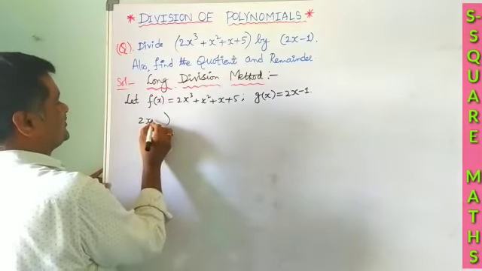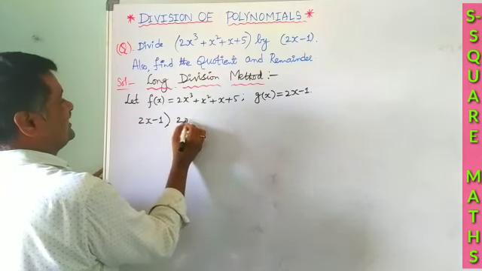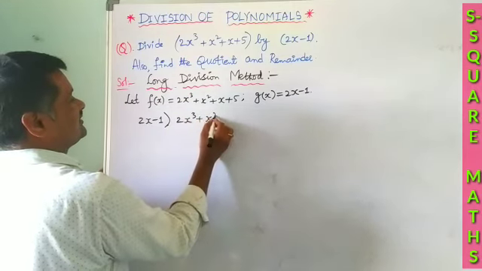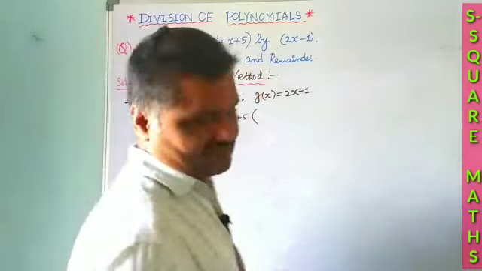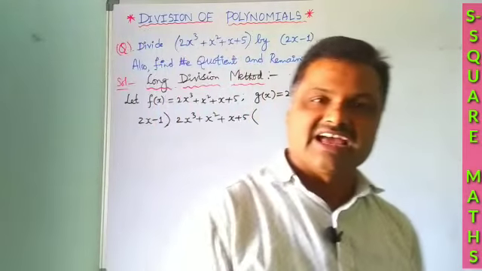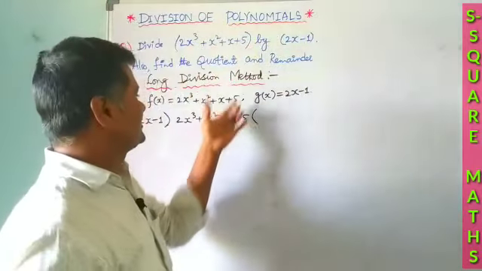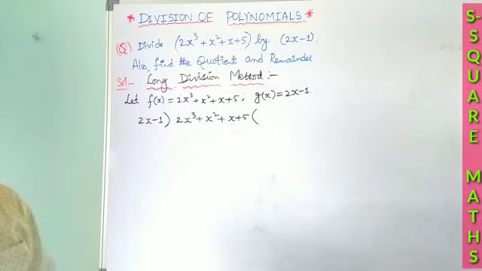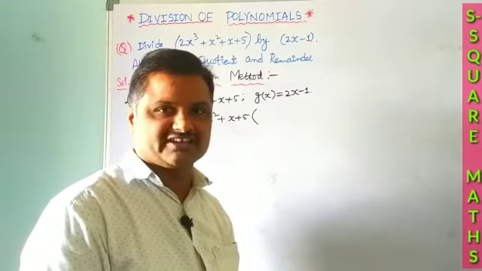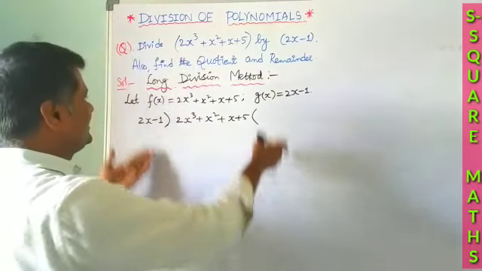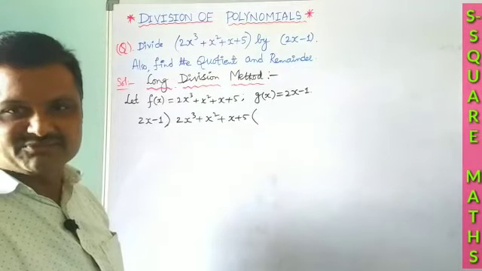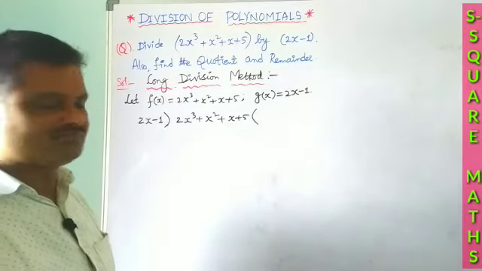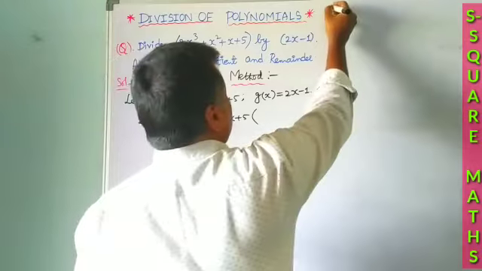So 2x minus 1 here, and here it is 2x cube plus x square plus x plus 5. Since they are both in the standard form, I have written them directly. If they are not in the standard form, we have to check that. You know very well that in the long division method, be careful and go through the rough work and the steps, then only we can overcome the problem.